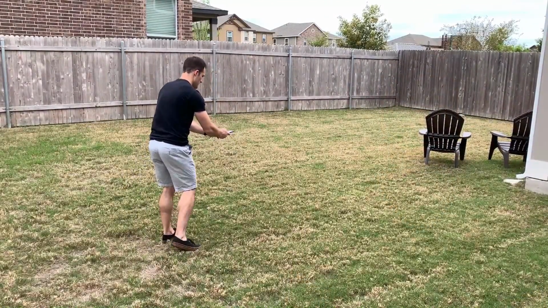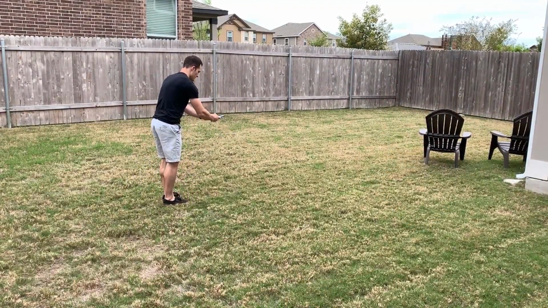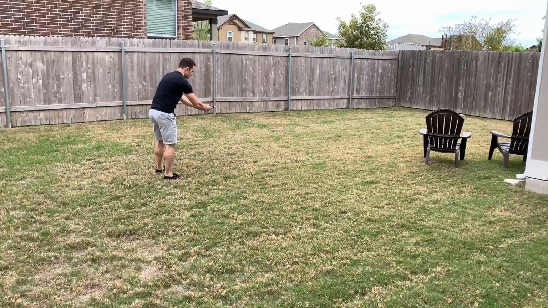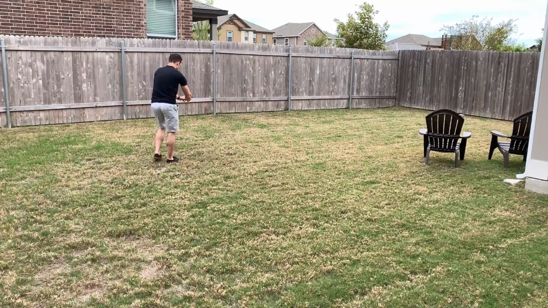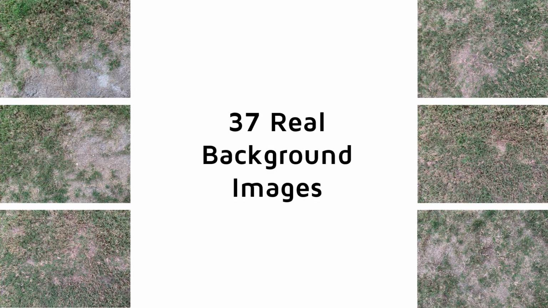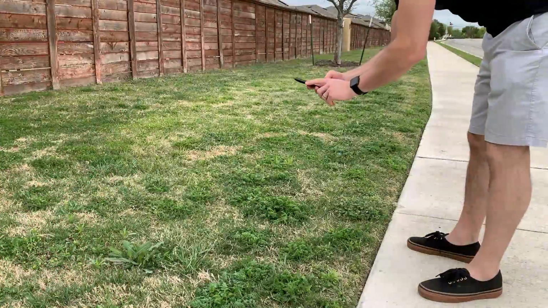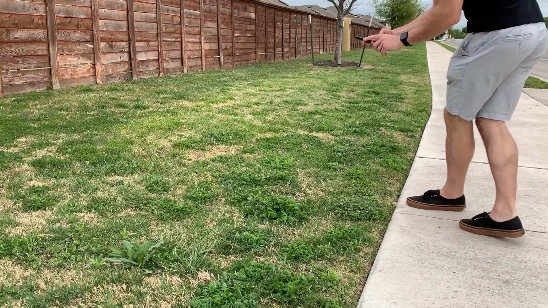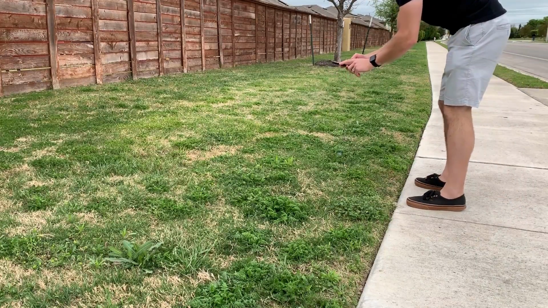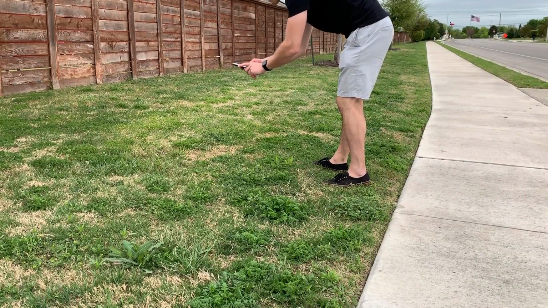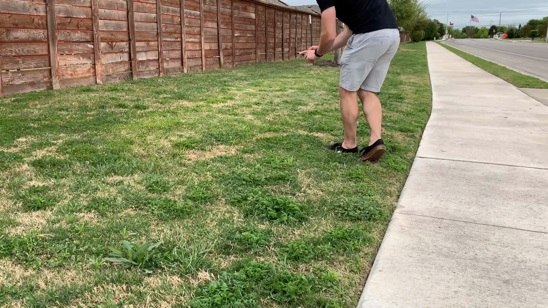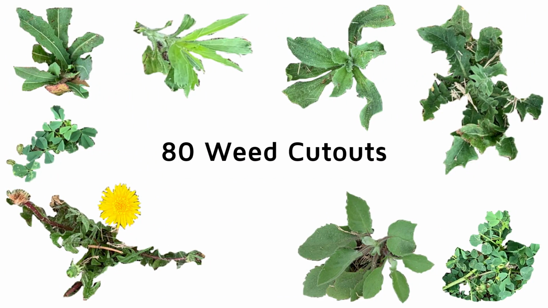In order to create my data set, I walked around my backyard and front yard and took pictures of the ground, and I ended up using 37 of those as real background images. Then I walked around my neighborhood a bit and I found weeds in other patches of grass and took pictures of those and cut them out so that they could be composed over top of the backgrounds.